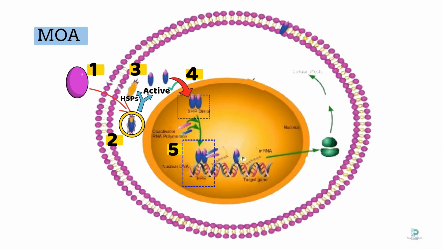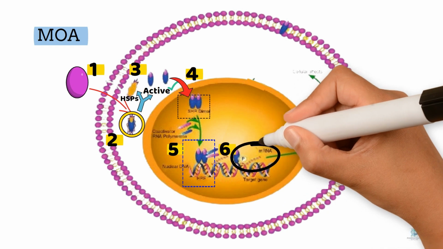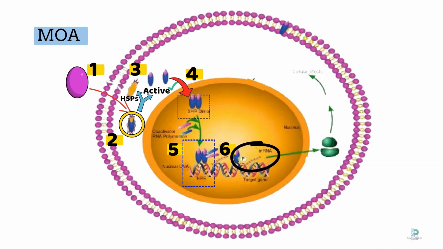5. DNA binding. The ligand-receptor complex binds to specific DNA sequences called hormone response elements, which are located in the promoter region of target genes. 6. Recruitment of co-regulators. The bound ligand-receptor complex recruits other proteins called co-activators to enhance transcription, or co-repressors to suppress transcription. These proteins modulate the transcriptional machinery. Altered gene transcription. The net result is an increase or decrease in the transcription of specific genes.